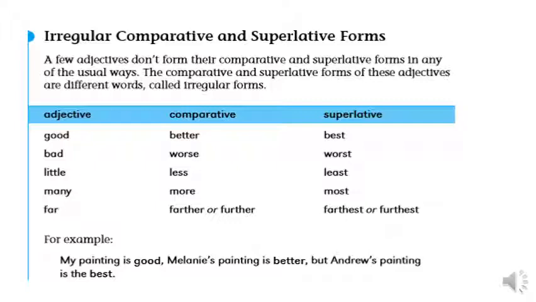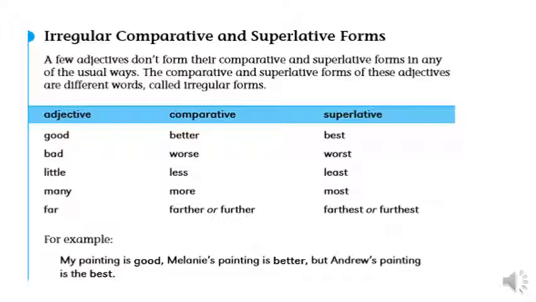Now we move to something very important, which is the irregular comparatives and superlative forms. Here we have some exceptions, some few adjectives that do not form their comparative and superlative forms in any other usual way. يعني we do not add er or est or more or most. Okay? These adjectives are completely changed when they are changed into the comparative and superlative.